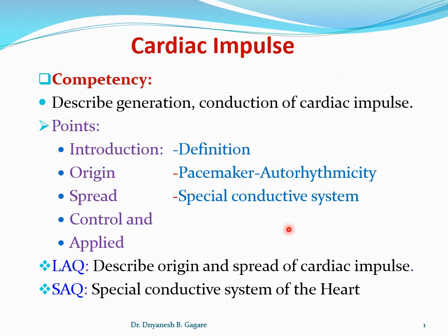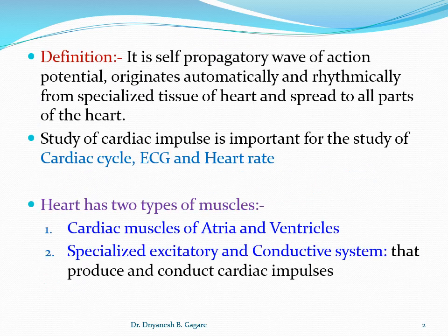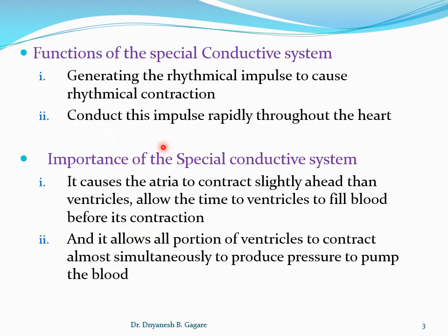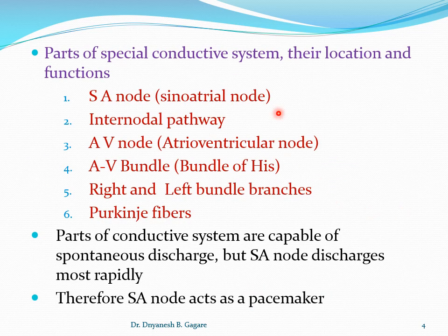we discussed what questions can be asked, then the definition and what is a cardiac impulse, what are the types of the cardiac muscle on the heart, functions of the special conductive system, then importance of the special conductive system, then parts of the special conductive system, their location on the heart, their functions, and how the impulse is produced. That is the mechanism of generation of the impulse we studied in our previous lecture.